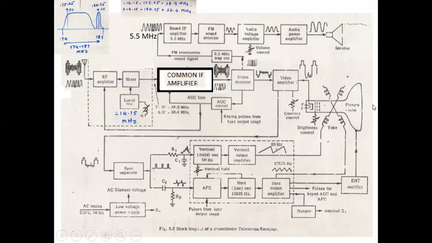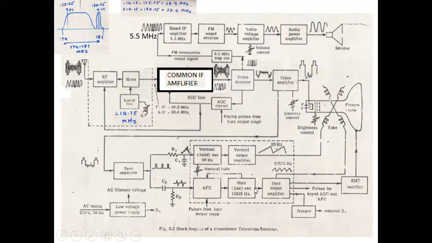So what is the ultimate goal of this picture tube? The ultimate goal of this picture tube, when it is working as a television display, is to convert the video signal into picture information. So that is the block diagram of this black and white television.